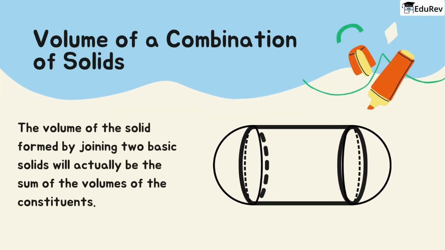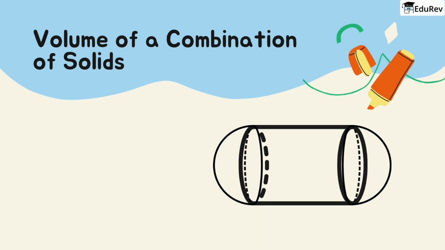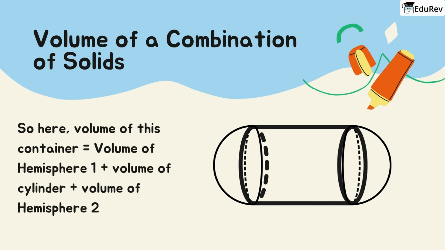Now what about volume of a combination of solids? The volume of the solid formed by joining two basic solids will actually be the sum of the volumes of the constituents. So here, volume of this container is equal to volume of hemisphere 1 plus volume of cylinder plus volume of hemisphere 2.